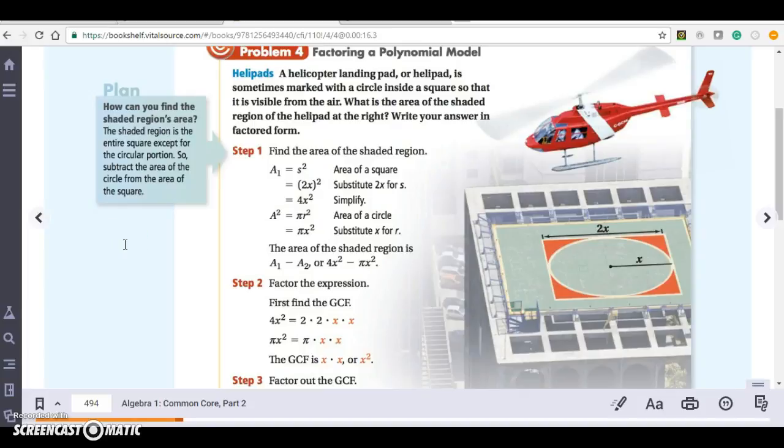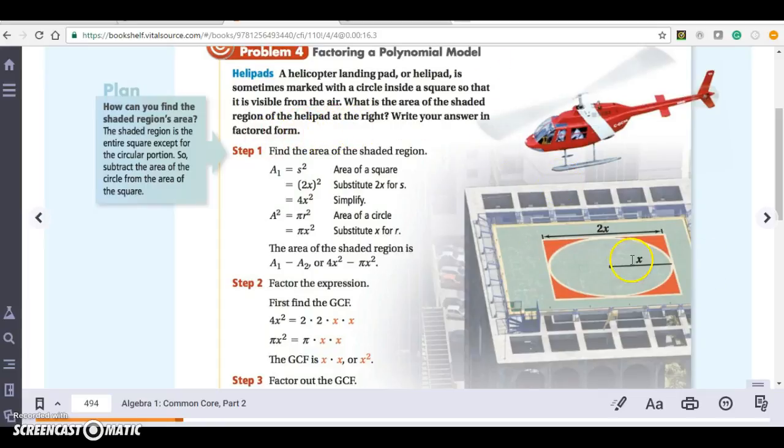Okay, let's take a look at problem 4, factoring a polynomial model. So, helipads. A helicopter landing pad, or helipad, is sometimes marked with a circle inside a square so that it is visible from the air. What is the area of the shaded region of the helipad at the right? Write your answer in factored form.